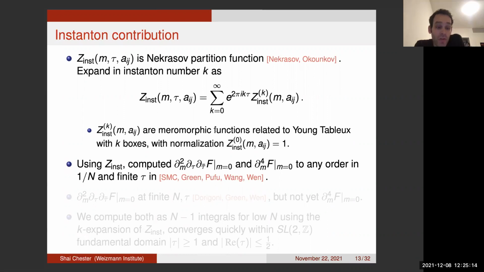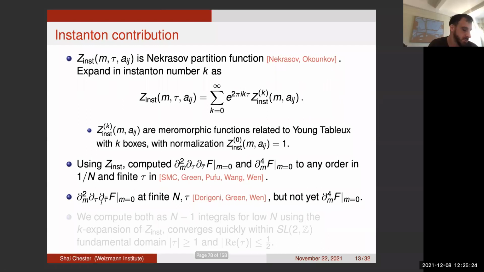The calculation was first done in a 1 over N expansion and finite tau in this previous paper. We got very nice expressions at each order in 1 over N, which were modular functions. One of these integrated constraints was actually computed at finite N and tau by Dorigoni, Green, and Wen, which is great because that's what we need for the numerical bootstrap. We want to know finite N and tau. Unfortunately, an expression is not yet known for the other integrated constraint input, the 4 derivatives of mass case, because this one's much harder.